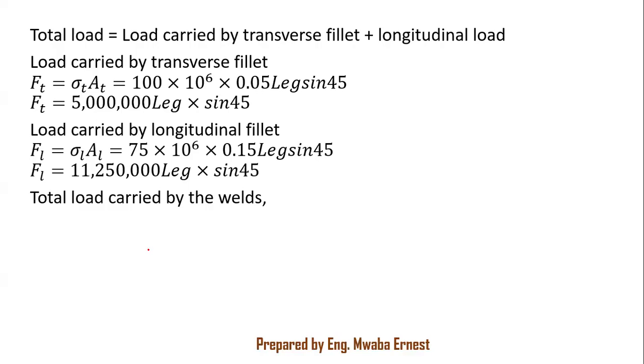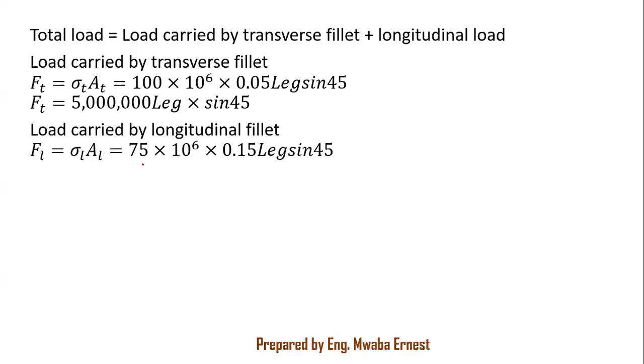Okay, so we have the load carried by the longitudinal fillets, where we say area of the longitudinal fillet by the stress of the longitudinal fillet. So we have 75 by 10 power 6 multiplied by 0.15 by leg sine 45. Here we had 5 million, but with this one, we end up with 11,250,000 by leg sine 45.